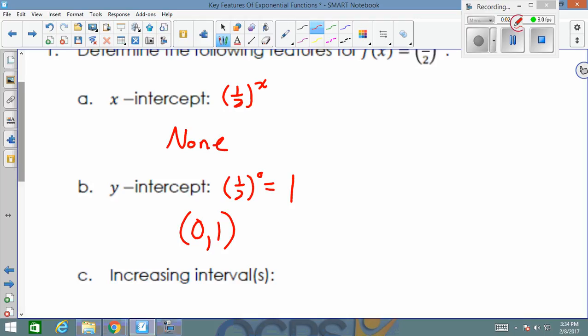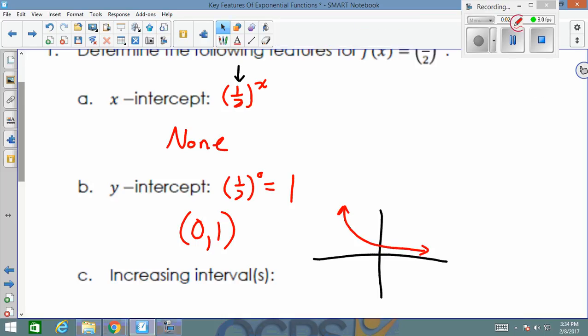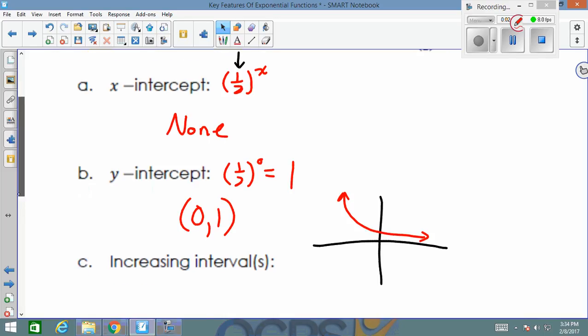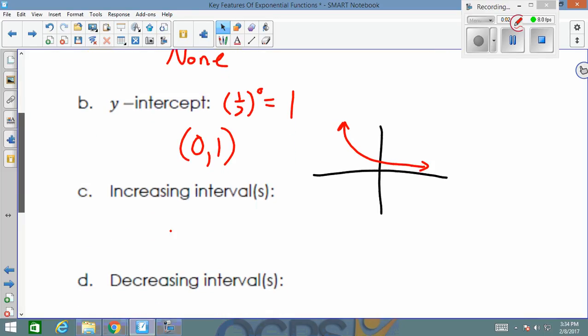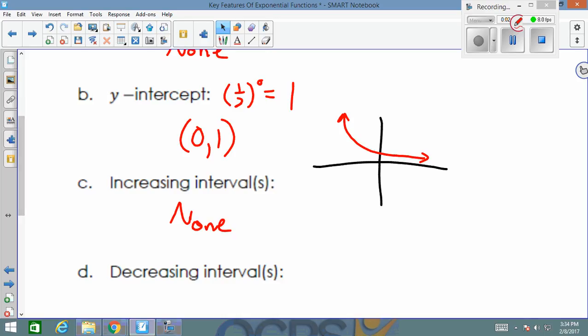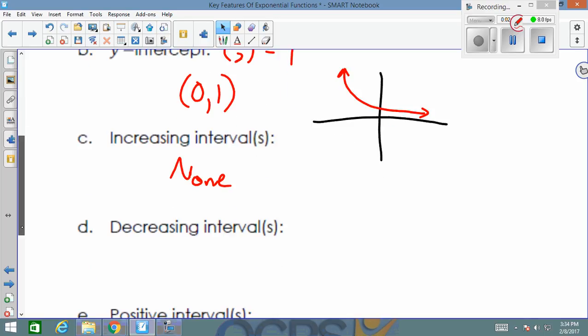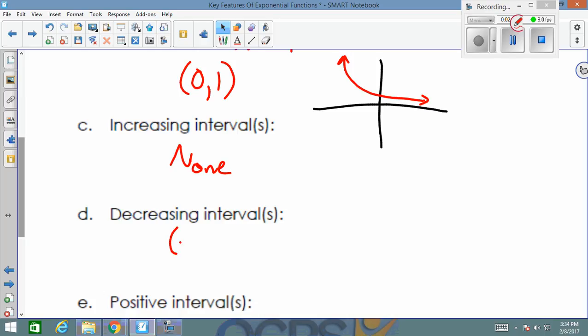In this case, remember, because it's a fraction here as our base, this is going to be going like this. Any fractions would always look like that if your base is a fraction. So in this case, notice it is never increasing, so we don't have an increasing interval. It's always going down from left to right. So because of that, it's going to be decreasing from negative infinity to infinity.